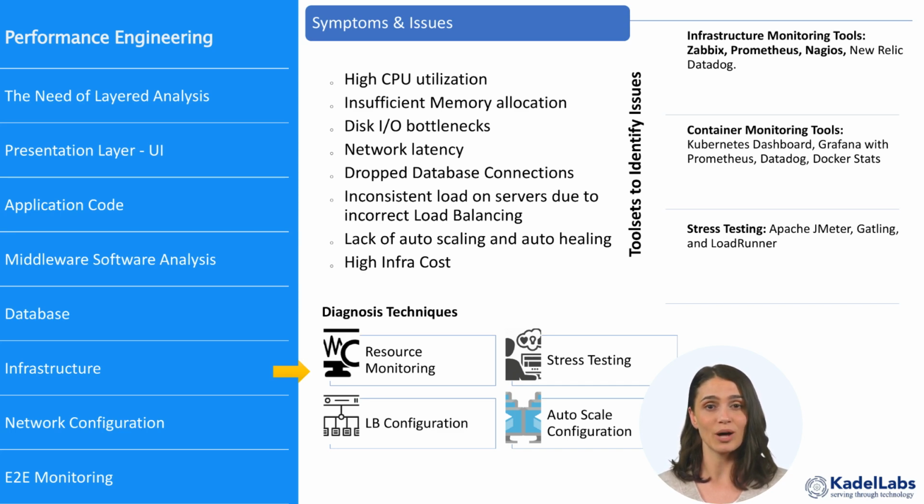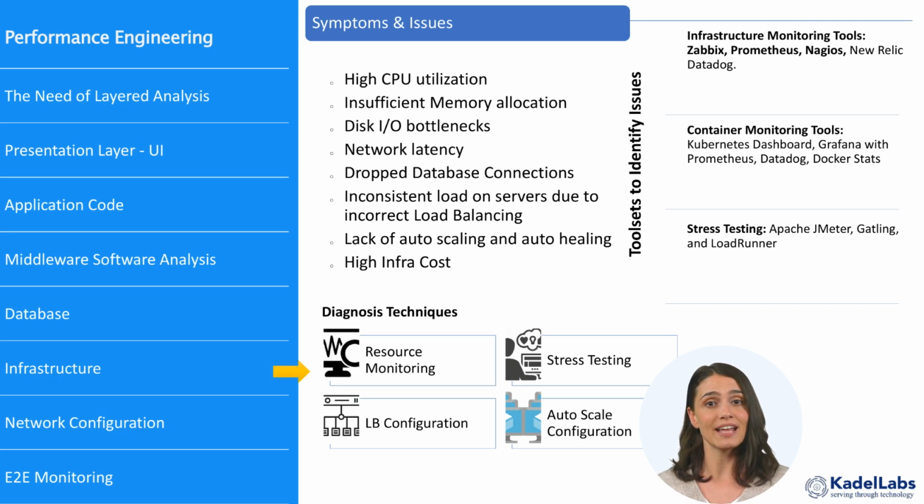The absence of auto-scaling and auto-healing capabilities can also strain your infrastructure. Lastly, high infrastructure costs can arise from inefficient resource usage and a lack of cost optimization strategies, unnecessarily driving up your expenses. To diagnose infrastructure-level issues, we use a combination of stress testing and monitoring tools.